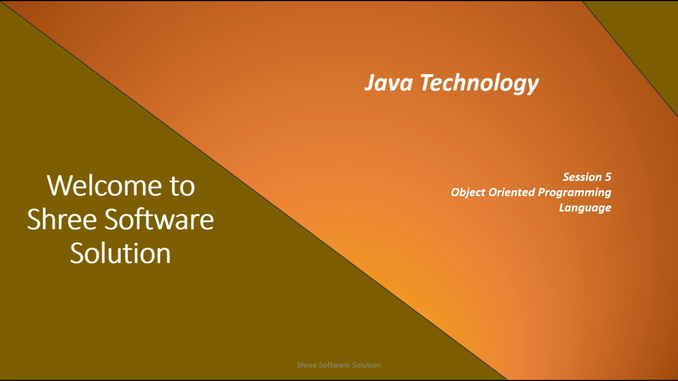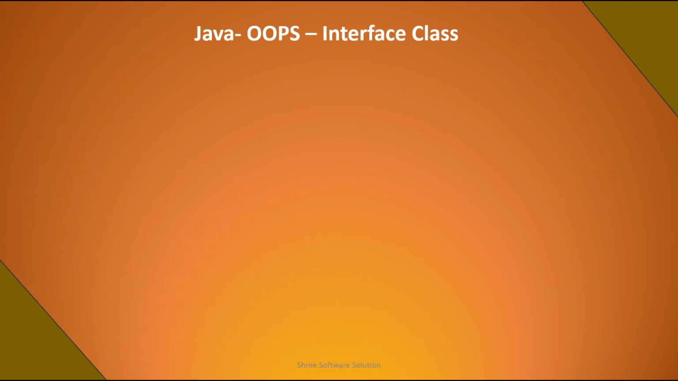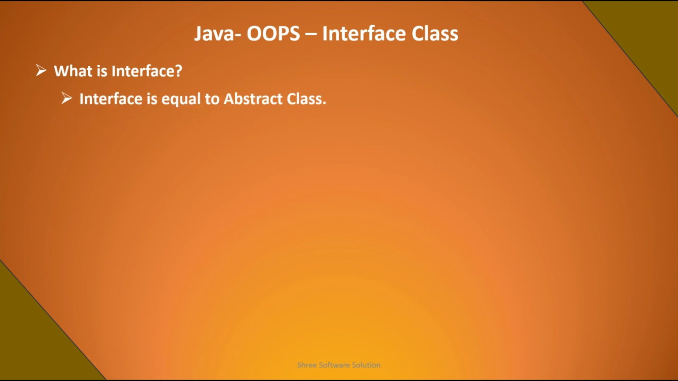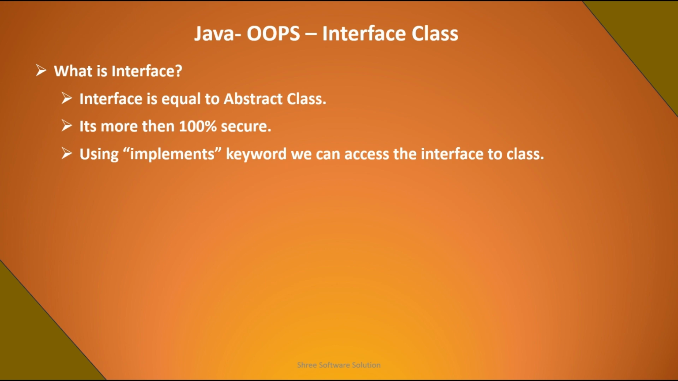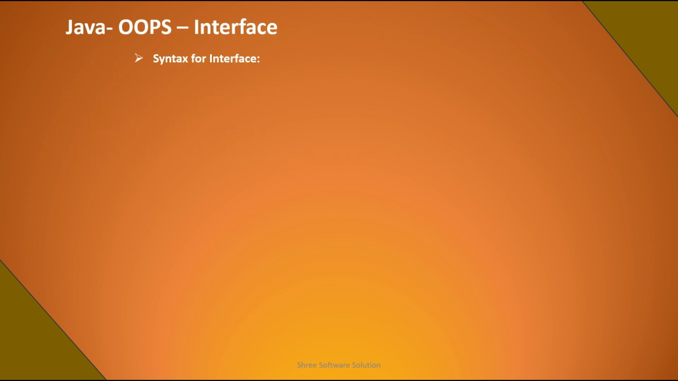In this session, we are going to learn about interface. What is interface? Interface is equal to abstract class. It is more than 100% secure. Using the implements keyword, we need to access the interface code. Whatever we have written inside the interface, using the implements keyword, we need to access the code in the class. Okay, so how to create the interface, we'll see that.